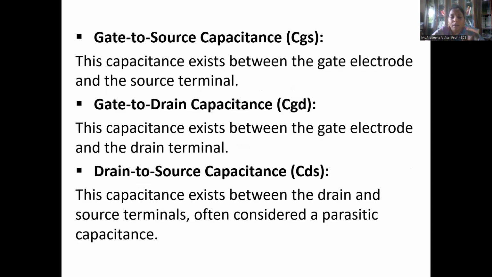Then gate to source capacitance, CGS, exists between the gate and the source. From the notation itself, we can guess that it is the capacitance that exists between gate and source, right? While gate to drain capacitance exists between the gate and drain terminals. Drain to source capacitance is a parasitic capacitance that exists between the drain and source terminals. It will affect the switching speed and circuit performance.